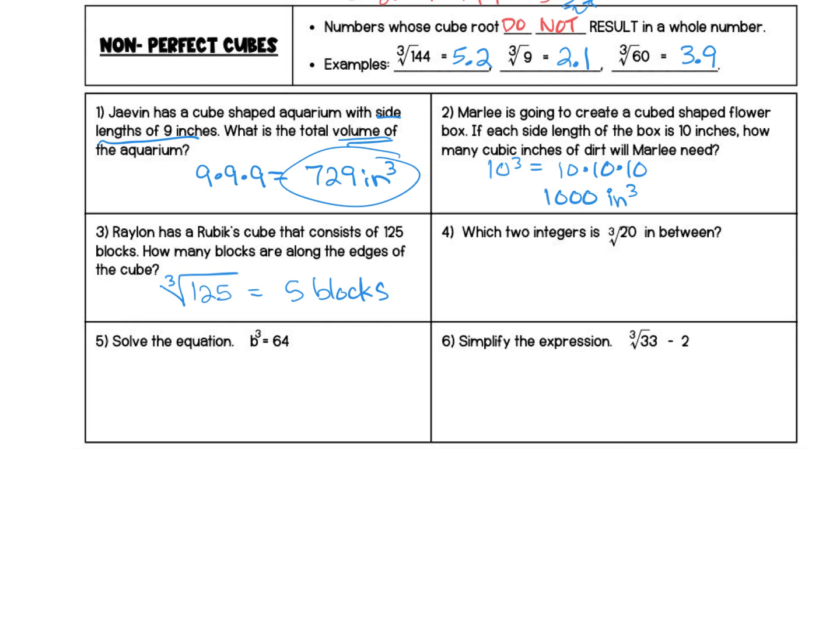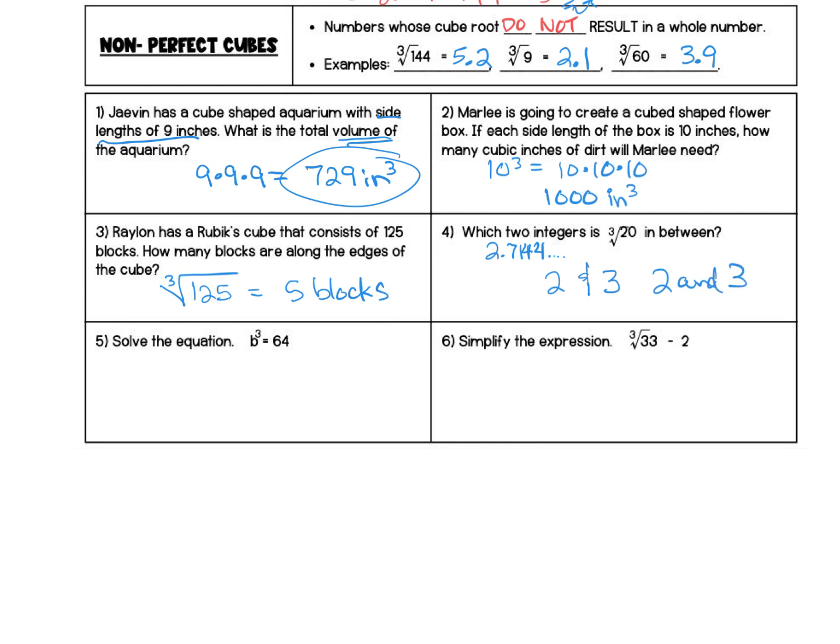Let's look at number 4. All right, what 2 integers is the cube root of 20 in between? So you want to take the cube root of 20, and that is 2.7144, and it's going to be in between 2 and 3. Or you can write it out, 2 and 3.